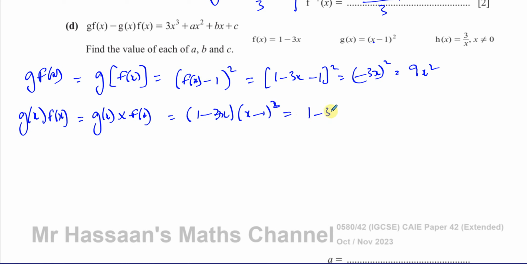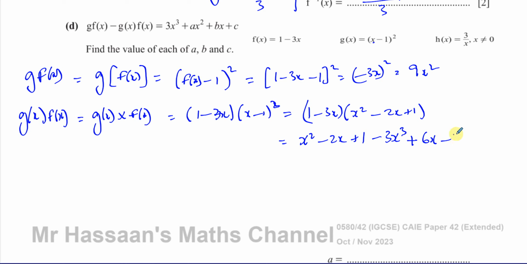You're going to have (1 minus 3x) times (x squared minus 2x plus 1), since expanding (x minus 1) squared gives x squared minus 2x plus 1. Now we can expand further. 1 times x squared is x squared, 1 times minus 2x is minus 2x, 1 times 1 is plus 1, minus 3x times x squared is minus 3x cubed, minus 3x times minus 2x is plus 6x squared, and minus 3x times plus 1 is minus 3x.